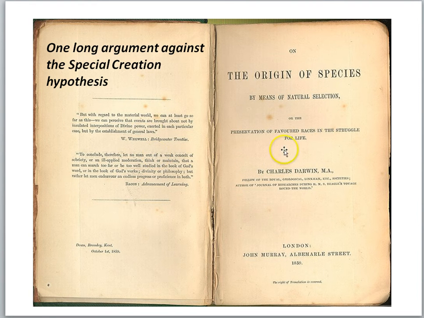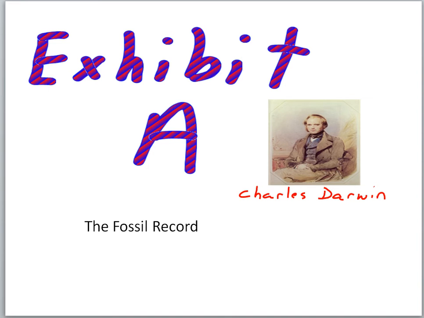In addition, Darwin will argue that the driving force of this evolutionary change is natural selection. But in this lesson, we'll look at the first category of evidence that species changed. We'll call it Exhibit A, the fossil record.